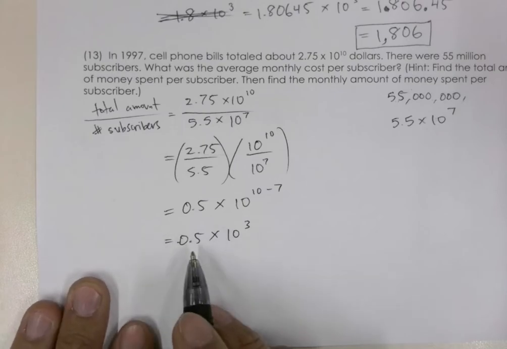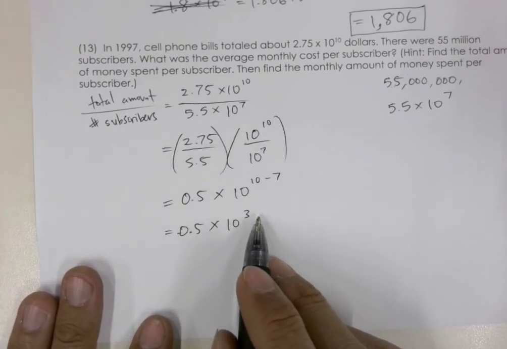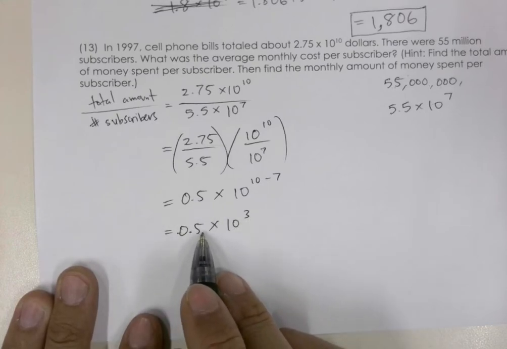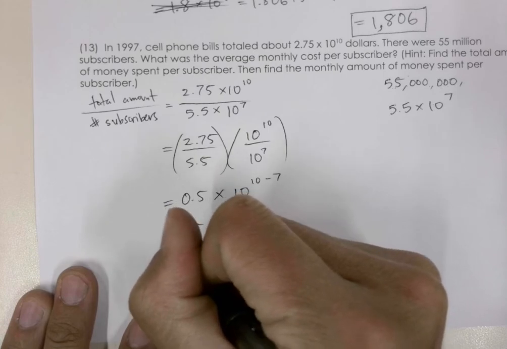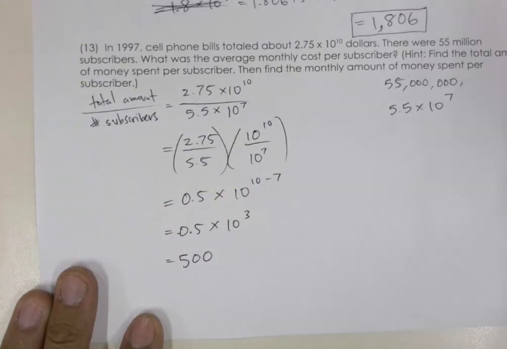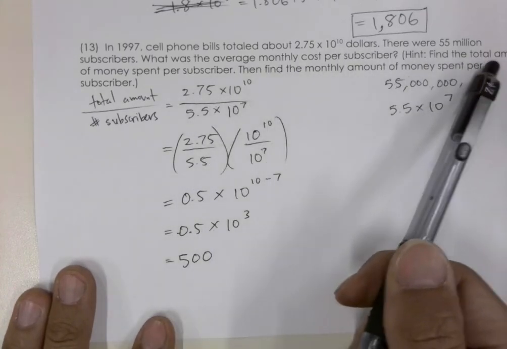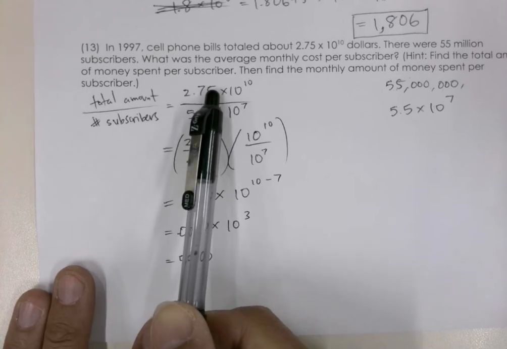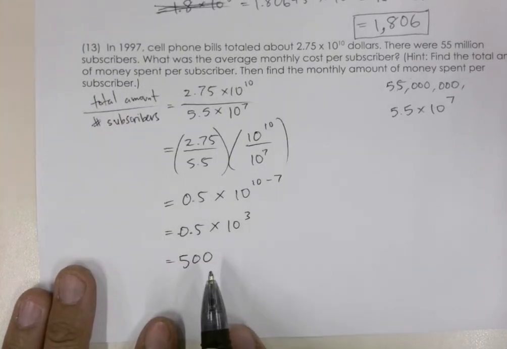So let's go ahead and convert this into standard form. Since we have a positive power, we're going to take the decimal place and move it to the right 3 times. So we'll get 500. This is the amount of money spent per subscriber in the year 1997.